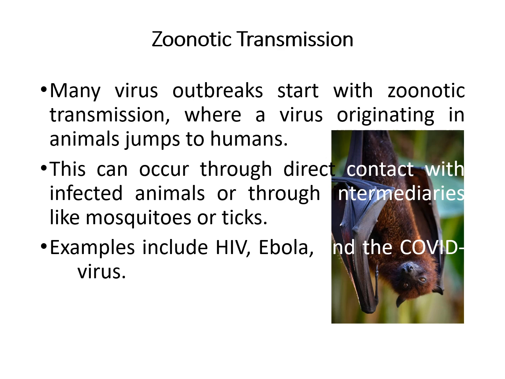Many virus outbreaks start with zoonotic transmissions, where a virus originating in animals jumps from animal to human beings, and that waits for particular environmental conditions. If the environmental condition is not suitable for a virus to multiply, it won't transmit. But in some conditions, maybe global warming or temperature change, can lead to this kind of phenomenon. This can occur through direct contact with an infected animal, or through intermediaries like mosquitoes and ticks. This is one reason.